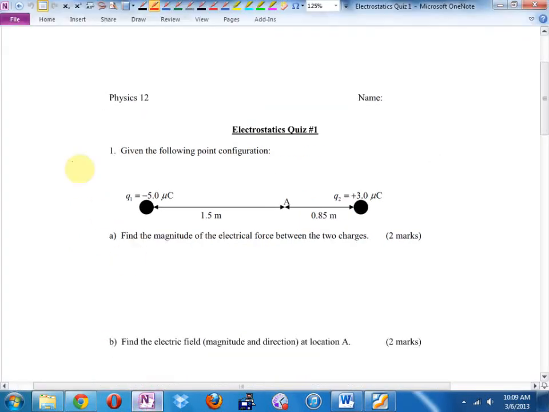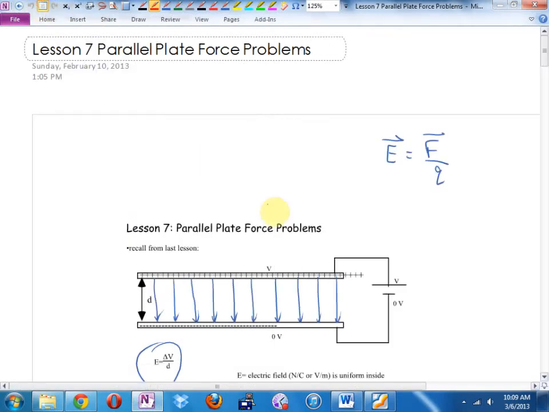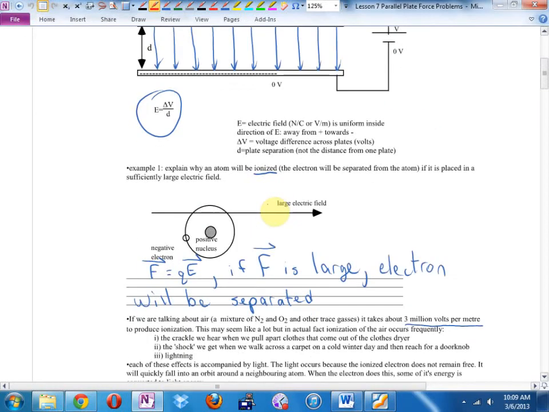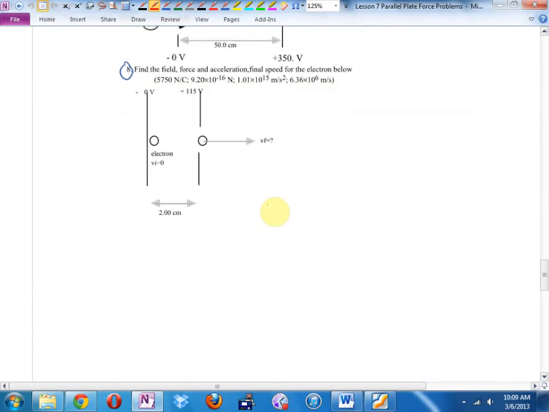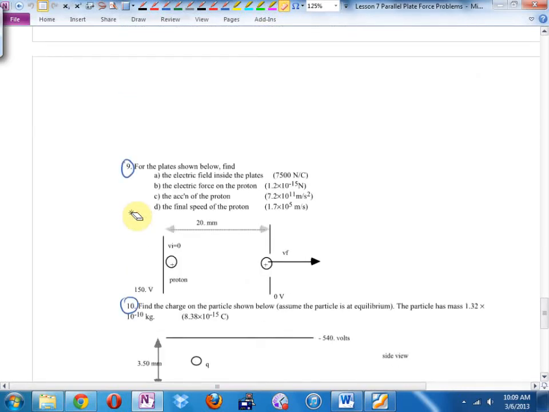So last day we looked at parallel plate force problems. We described a little bit of how lightning worked. We said that if you have a large enough electric field, you can ionize the atmosphere, with some nice applications. In the homework that I gave you, today's lesson is going to be on what we call parallel plate energy problems. So I normally, and I will start out by saying, hey, any questions from the homework? However, what I'm going to say is this. If you have a question about number 6 or number 8 or number 9, specifically about finding the final speed, I'm going to show you a better way to get there today using energies.